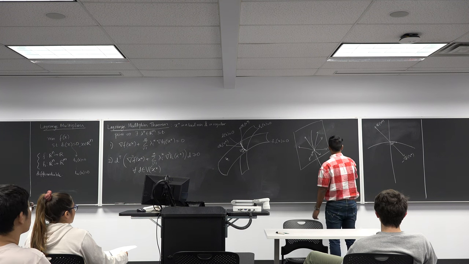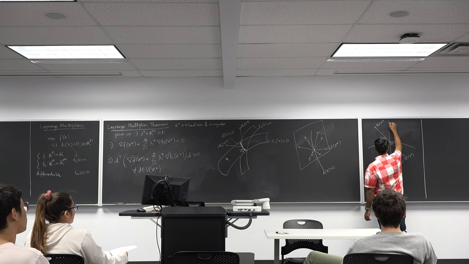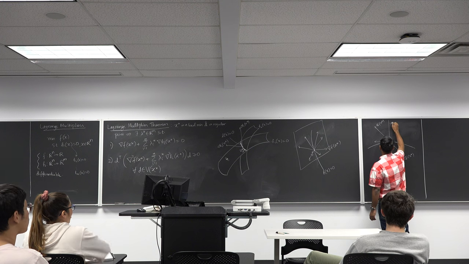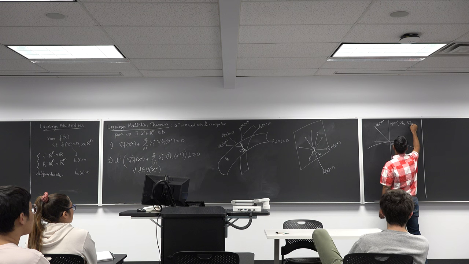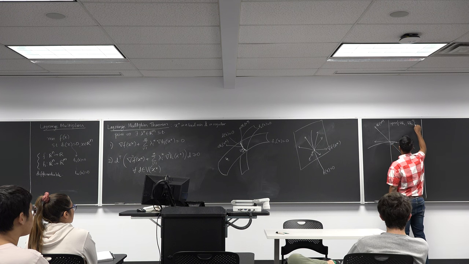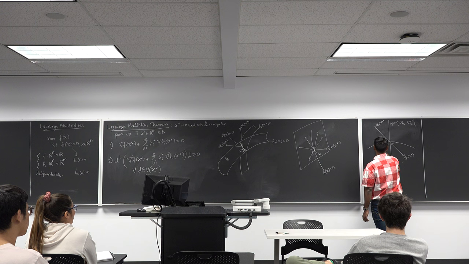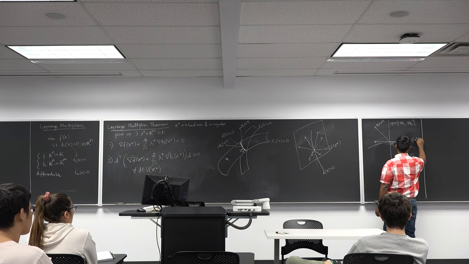That is not V of X star. V of X star is this. This is the hyperplane spanned by... and V of X star is basically all the tangents to this particular curve. This is my V of X star.